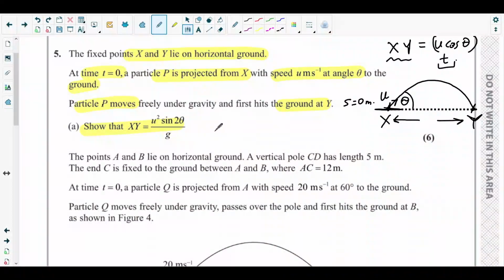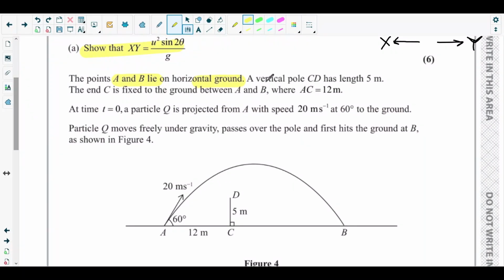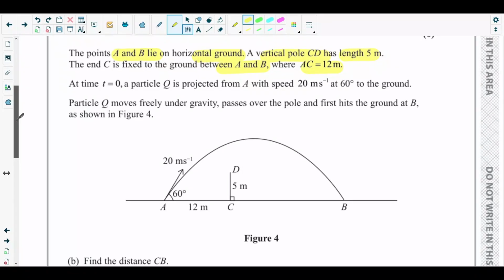Okay, next is part B. In part B, the question says the points A and B lie on horizontal ground. A vertical pole CD has length 5 meter. The end C is fixed to the ground between A and B, where AC equals 12 meter. The distance from A to C is given. You can visualize this scenario in figure number 4, the fourth figure of the question.